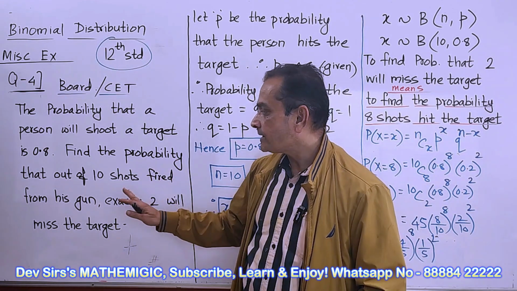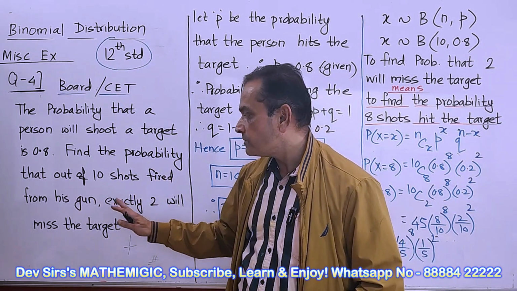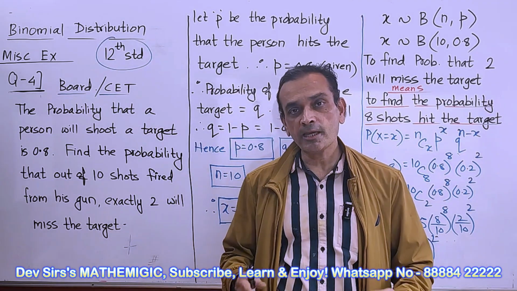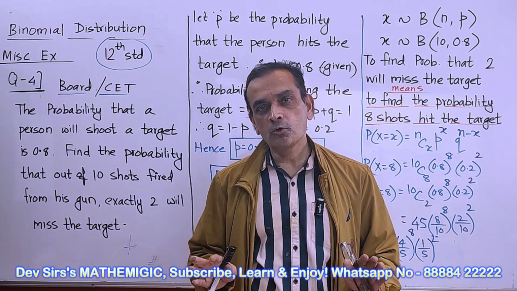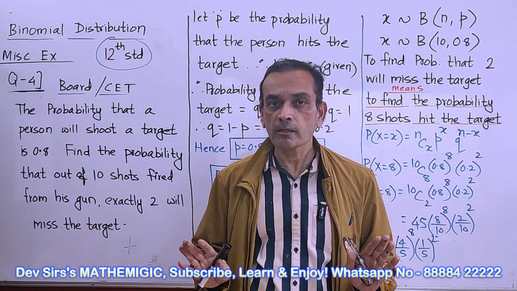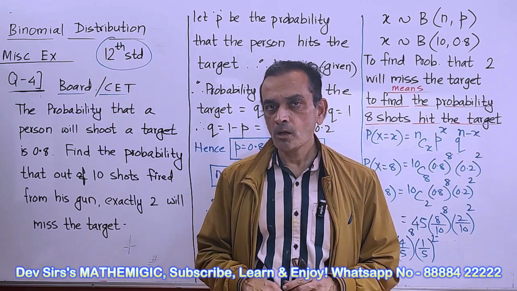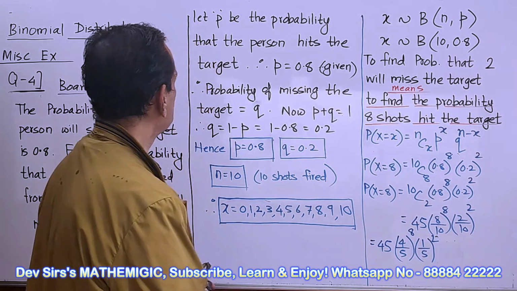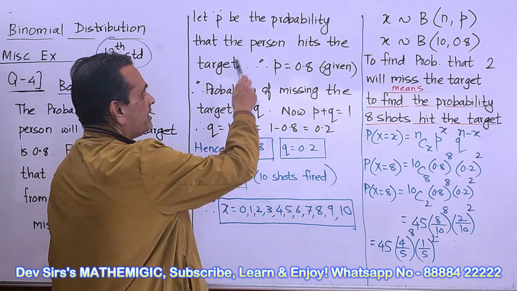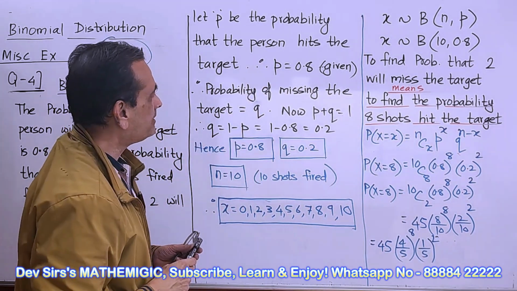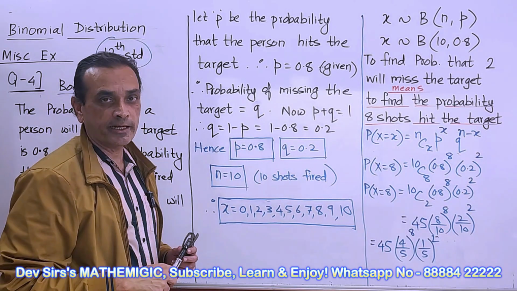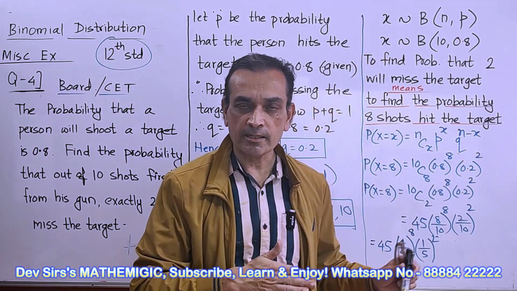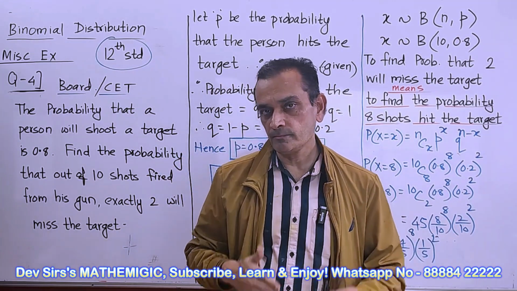Find the probability that out of 10 shots fired from his gun, exactly 2 will miss the target. What does that mean? No need to confuse, I'll explain everything. Okay, let's see now. First of all, how do we start? Look. Let P be the probability that the person hits the target. So first you just watch the entire thing, then you can copy down everything.